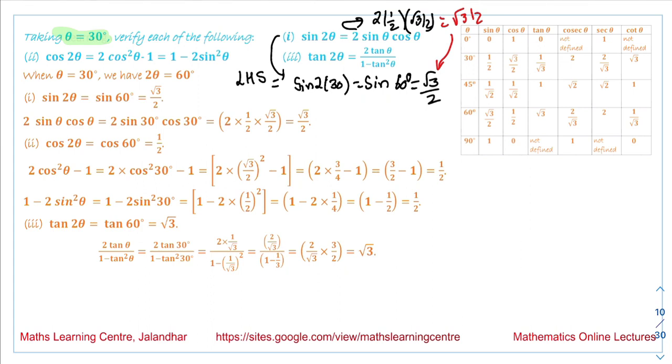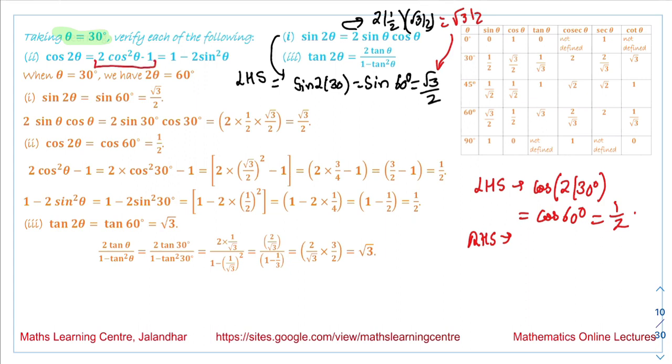Now in this second question, the left hand side is cos of 2 times theta. 2 times theta means 2 times 30 degree, that is equal to cos of 60 degree, and the value of cos 60 is 1 by 2. Next, on the right hand side of this equation, we have two terms over here: 2 cos square theta minus 1, and 1 minus 2 sin square theta. We are proving that all these terms are equal.